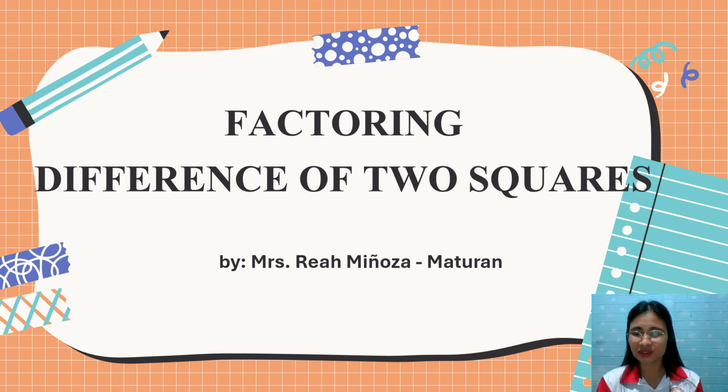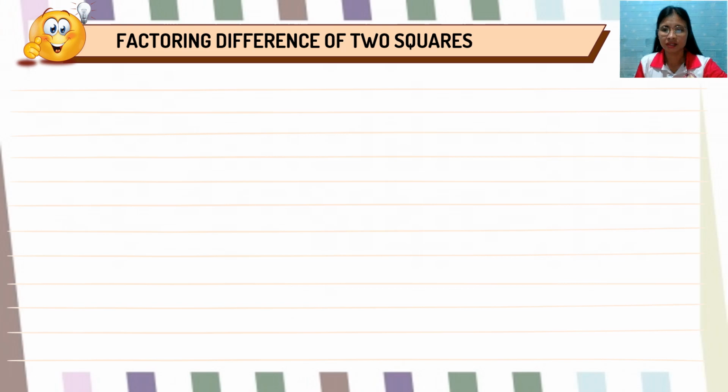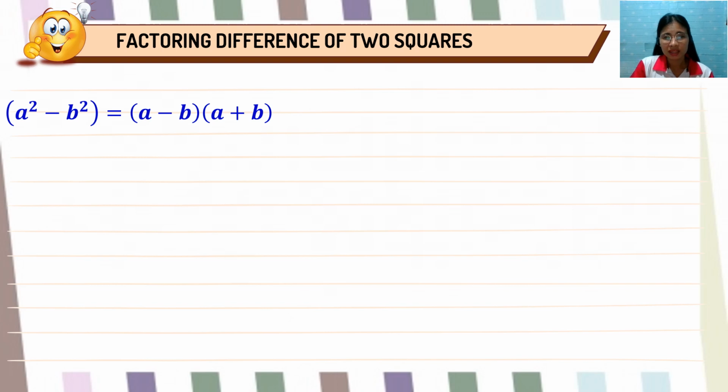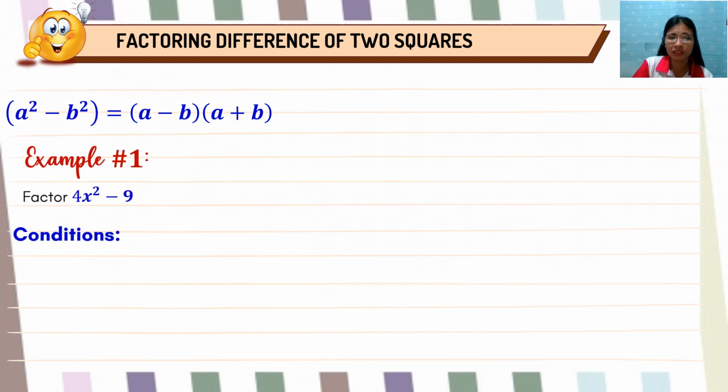This is again Teacher Rhea, and this time I am going to discuss factoring difference of two squares. So let's have an example on factoring difference of two squares. The equation a squared minus b squared is a representation of difference of two squares, and it can be factored out by getting the square root of the first term and the square root of the second term. So let's have an example.